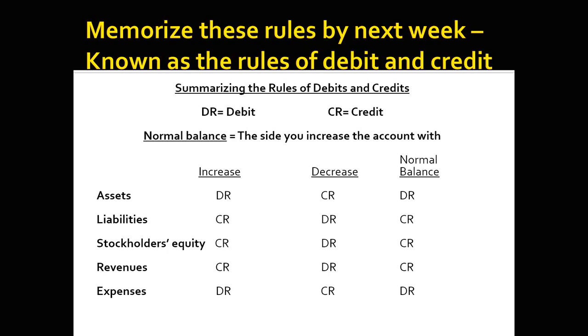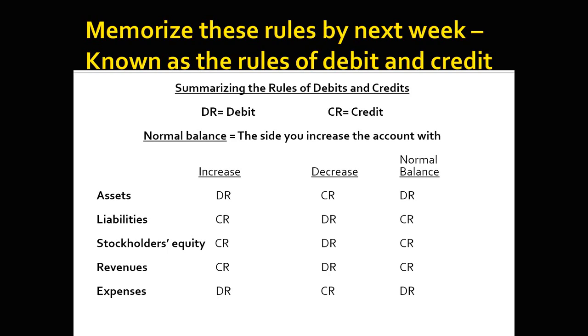Let's start with assets. So I always tell my accounting students to only know the increase side. When you only know the increase side, you will also know the normal balance. So the normal balance of any account is always the side you increase with. All right, so let's test that out. Assets. To increase, you will always debit. The normal balance is a debit.